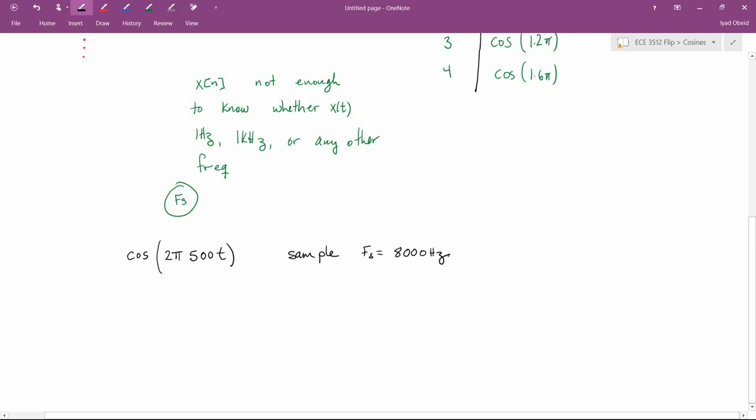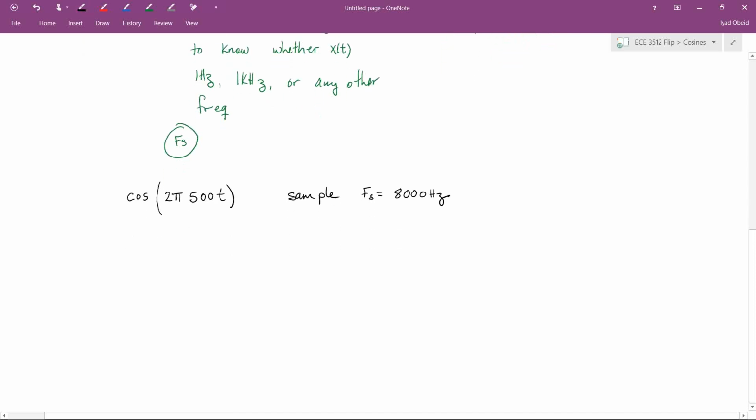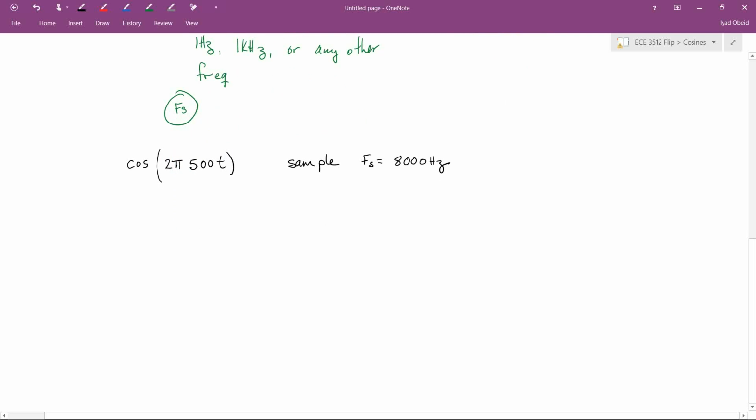Okay, so let's go through that process. If I do that, let's see what discrete time frequency I get. I'm going to get a discrete time frequency of 2 pi times 500 over 8,000, which is the same as 2 pi over 16. So that means I'm going to have 16 samples per period.